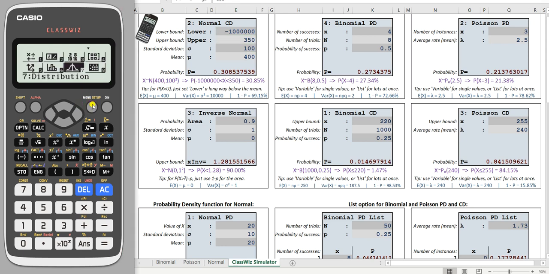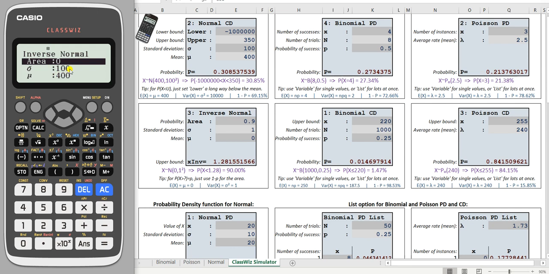The next mode we can look at, if we go back to menu and we choose option 7, is inverse normal. We would use this anytime we're trying to go backwards from a known probability to an unknown upper bound. So you'll notice straight away we've got sigma and mu carried over from the time that we were working on normal CD. This is quite helpful if you're ever going back and forth with problems going forwards and backwards. Sometimes you're working out a probability, sometimes you already know a probability.